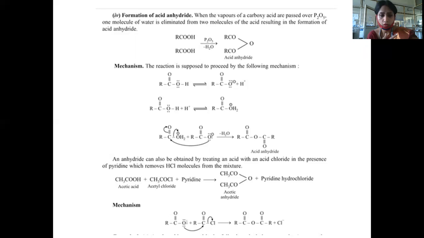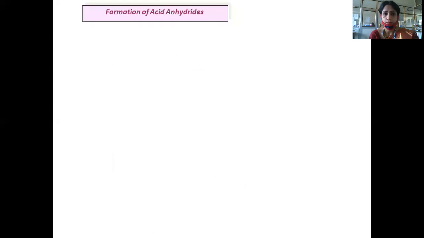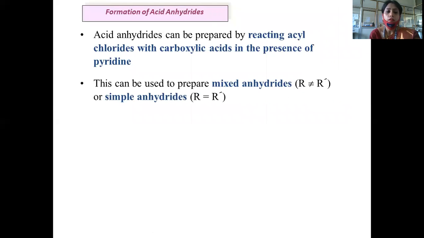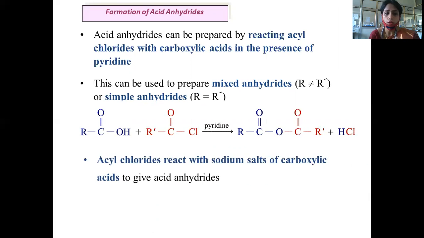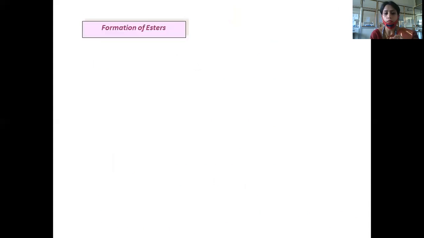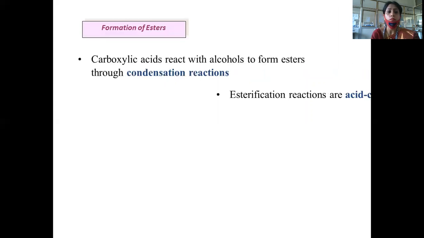And also there is another way of preparing the anhydride by treating the acid with an acid chloride in the presence of pyridine. So what will happen? It will remove the HCl from the mixture. Mechanism is given at the bottom. Next is the formation of acid anhydride. Now, acid anhydride can be prepared by reacting acyl chloride with carboxylic acid in the presence of pyridine. This can be used to prepare mixed anhydride or simple anhydride. Now, acyl chloride, they react with sodium salt of carboxylic acid to give acid anhydride. This way.